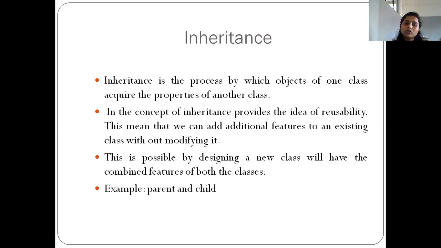Understood? Take an example: a base class and a derived class. The derived class can access all the properties from the base class, or it can take partial information from the base class. There is no compulsion that it has to take all the properties from the base class. That's why inheritance is the process by which an object of one class acquires the properties of another class.